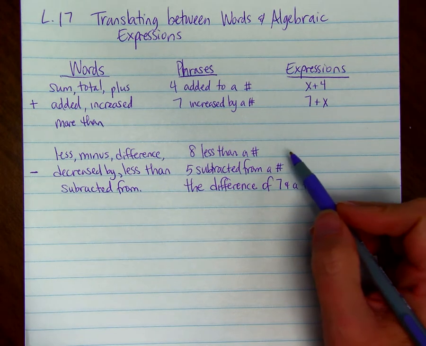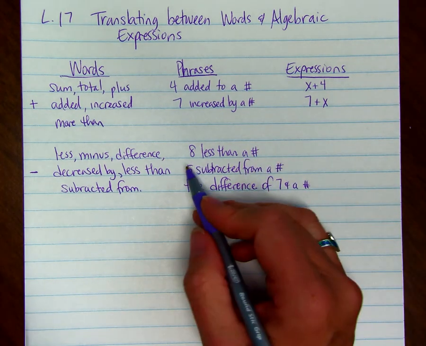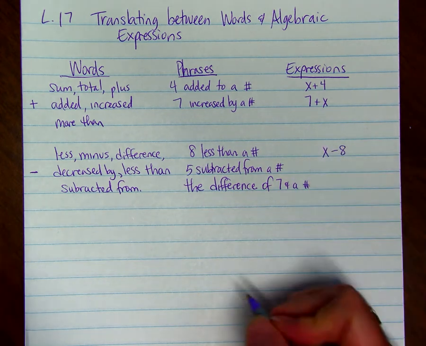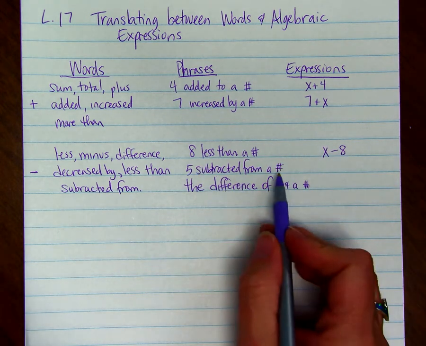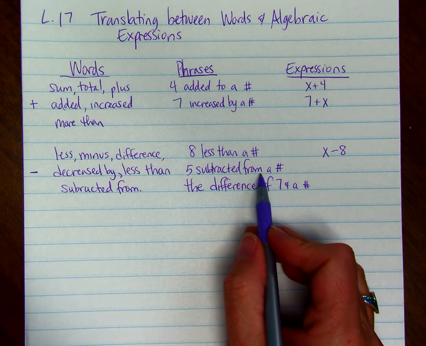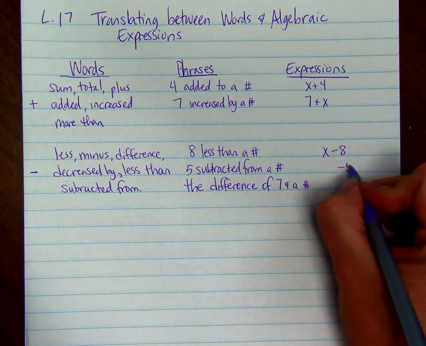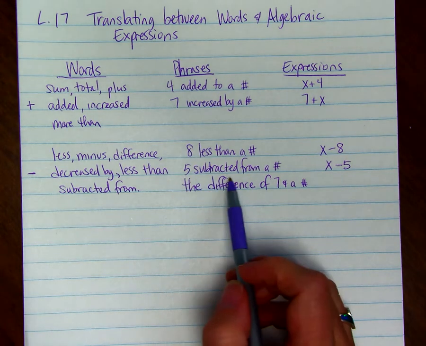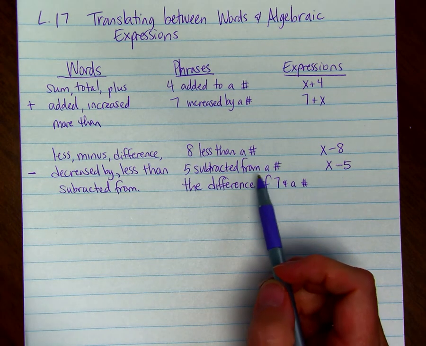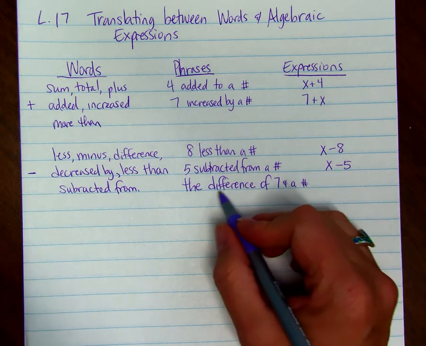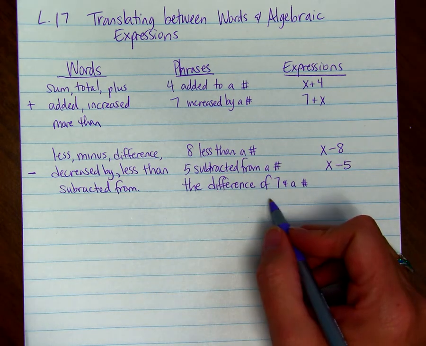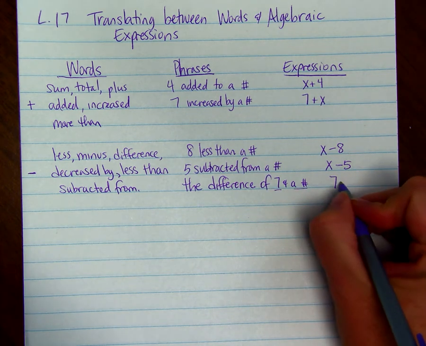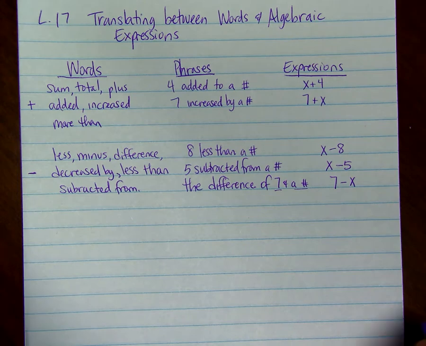Eight less than a number just means you have a number and you need 8 less than it, so it's going to be x minus 8. 5 subtracted from means you're taking away 5 from that number, so it's x minus 5. When you see the difference of, it goes in order of what's given. 7 and a number would be 7 minus x.